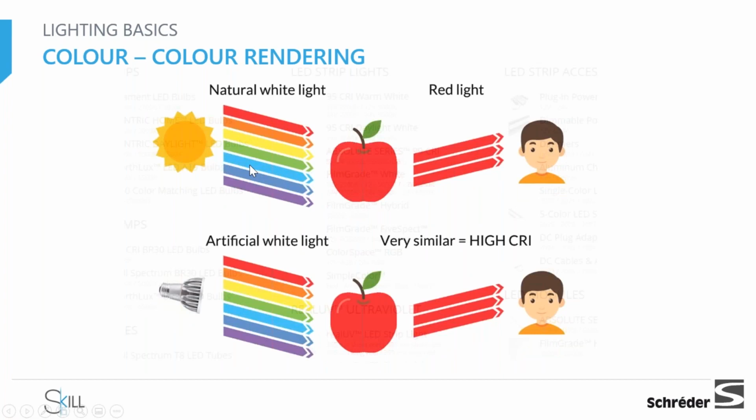Here is an example. If we have two light sources, the sunlight and the other an artificial light source with very good rendering, we see here that as the light itself has the red component, it will be easy for us to see the red color.